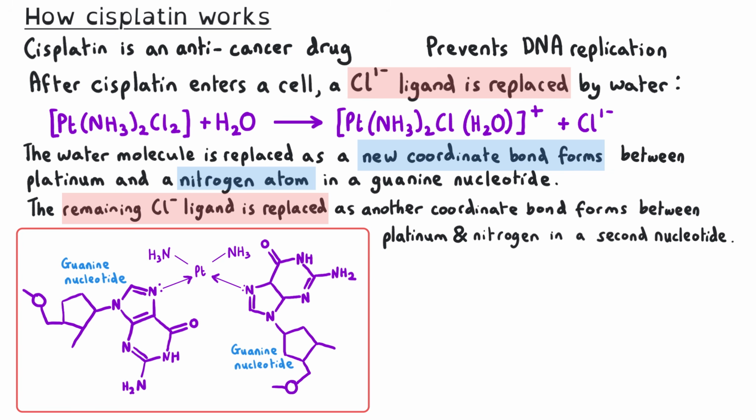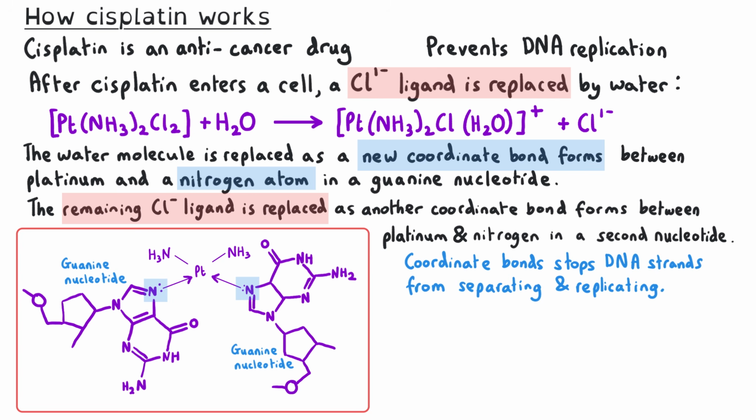It's important to note which nitrogen atom from the base forms the coordinate bond to the platinum. It couldn't be this one because this nitrogen atom is bonded to the deoxyribose sugar. It can't be any of these three atoms because they form the hydrogen bonds to the cytosine base in the other strand of DNA. So it ought to be this nitrogen atom here, and that's the one that it is most commonly, but it could potentially be this one as well. These coordinate bonds stop the DNA strands from separating and replicating.